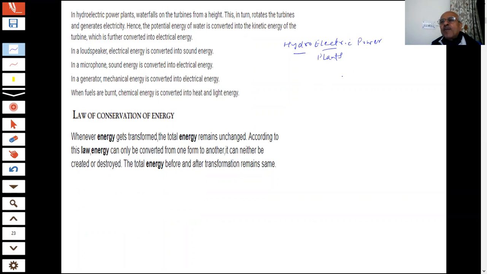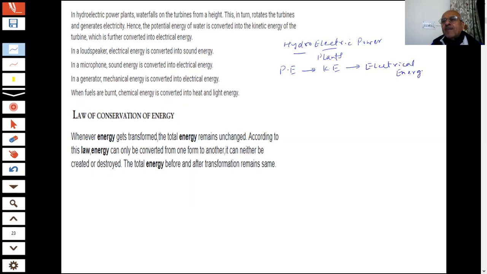Water falls from a bigger to a lower height. So there was potential energy stored in the water if it is falling from a higher height. Turbines are rotated, electricity is generated. So potential energy of the water is converted into kinetic energy. Kinetic energy means it moves the turbine, and then that kinetic energy is converted into electrical energy. See, potential energy into kinetic energy, and kinetic energy into electrical energy.